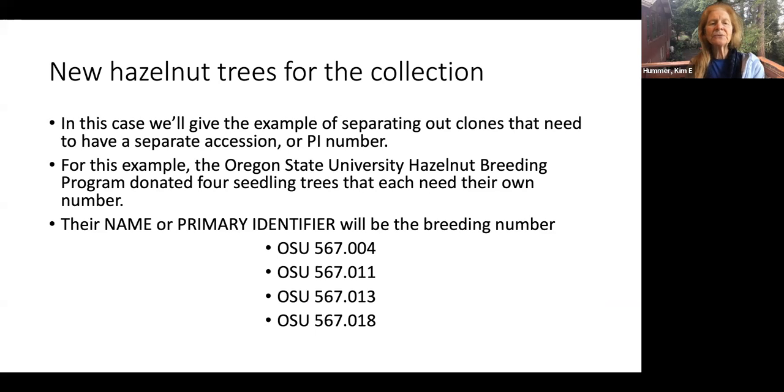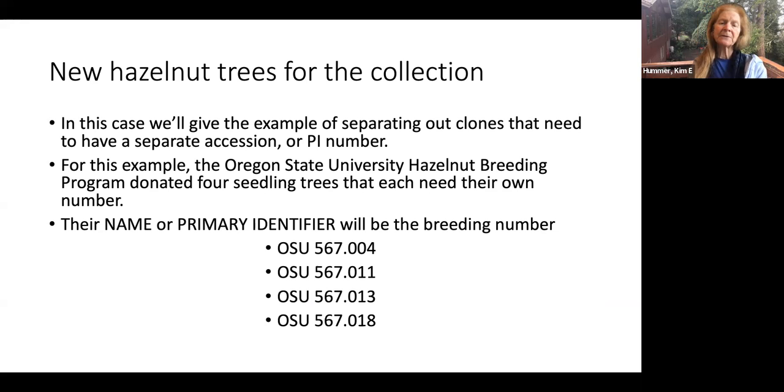In this case, new hazelnut trees have been donated to our collection. We'll give an example where some of these clones were grouped together in one PI number, and we need to separate each of these so that each tree can have a separate accession or PI number.